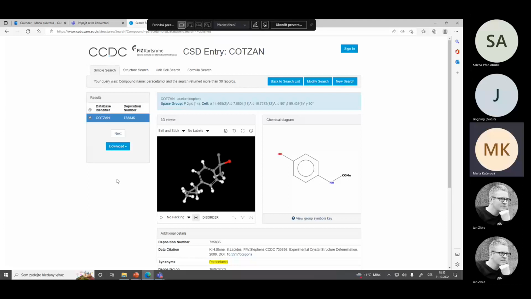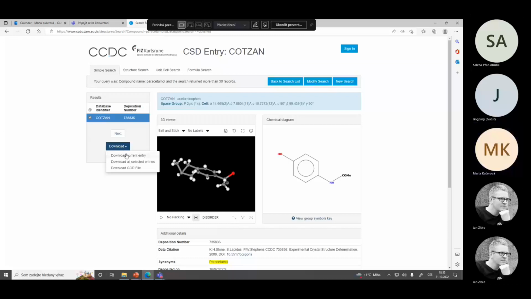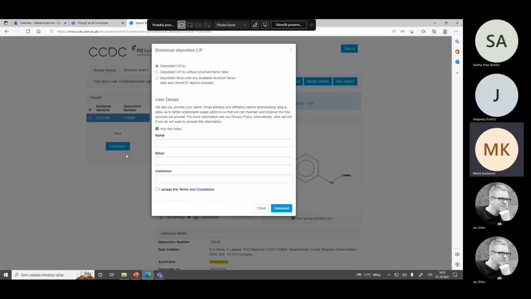If you click on the entry that you are interested in, you are able to observe here the 3D structure, and you should be able to download also the crystallographic information file when you put the email. So you are not able to download more molecules at once, but only one entry for free.